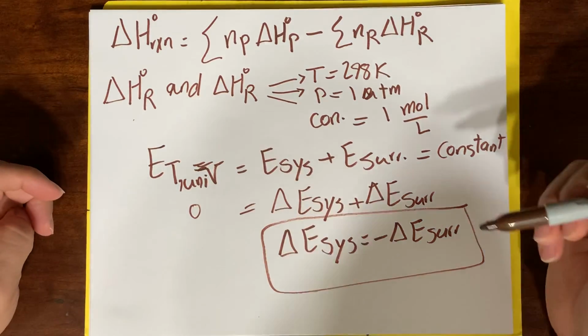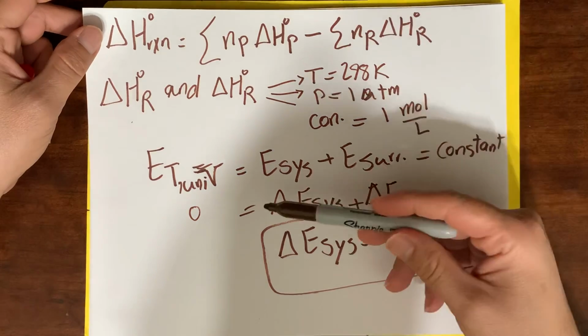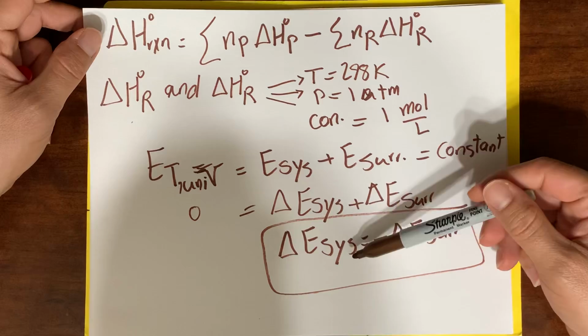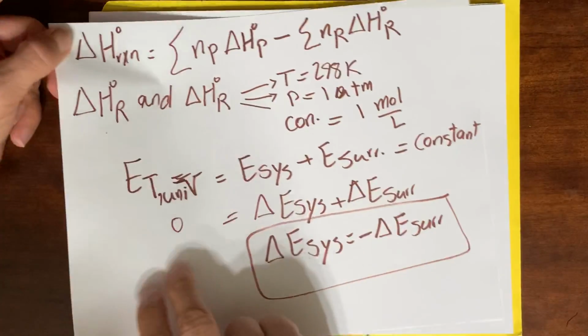Okay, so the first law again is saying that the total energy of the universe is a constant number. If that's true, then the change in energy of the system is going to be equal to minus the change in energy of the outside. Second law of thermodynamics.